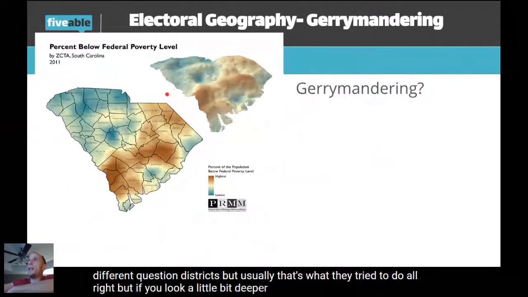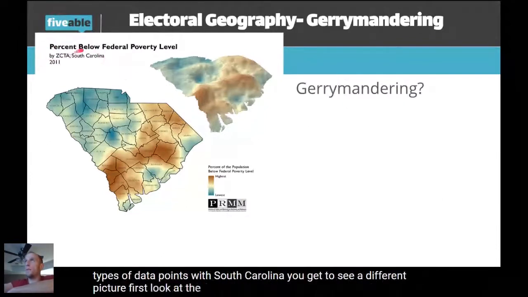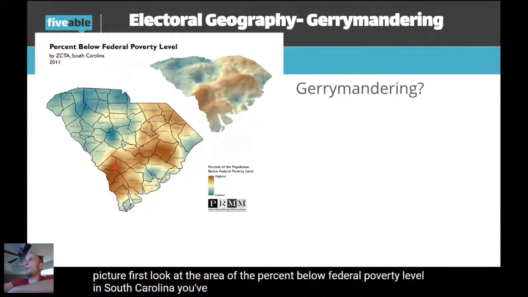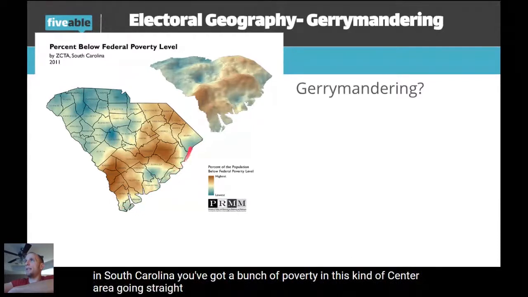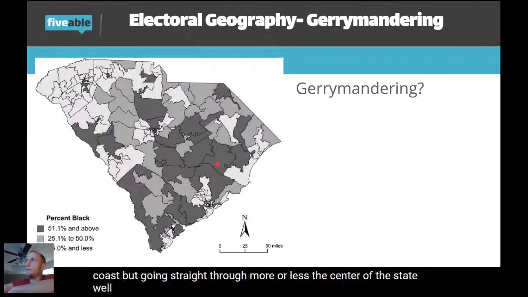But if you look a little bit deeper at other maps and other types of data points with South Carolina, you get to see a different picture. First, look at the percent below federal poverty level in South Carolina. You've got a bunch of poverty in this center area going straight through the state, not a little bit further out from the coast, but more or less through the center of the state.